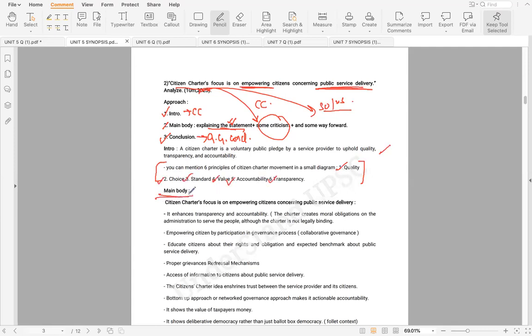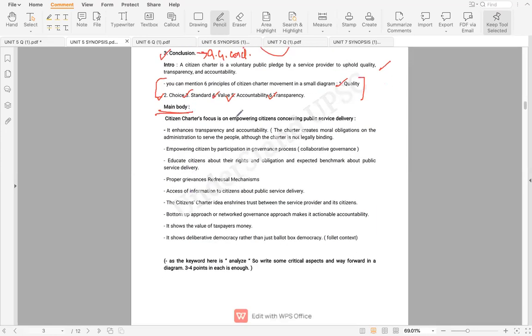Coming down directly to the main body, Citizen Charter focuses on empowering citizens concerning public service delivery. You make a direct heading and you let us know the pointers through which we are empowering as well as ensuring public service delivery in terms of empowerment.